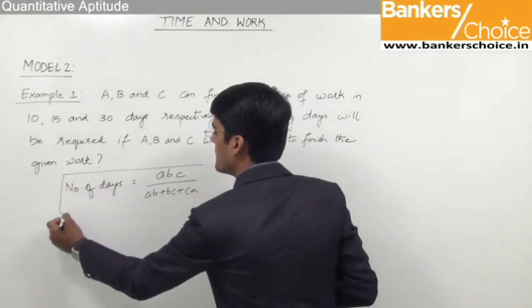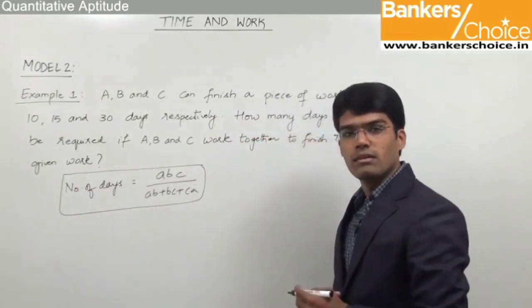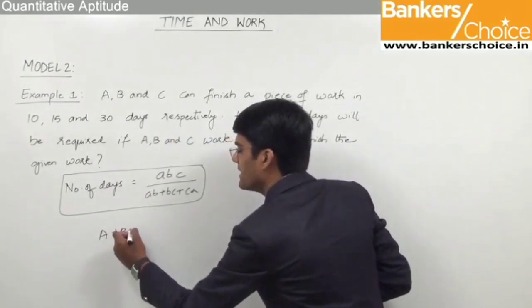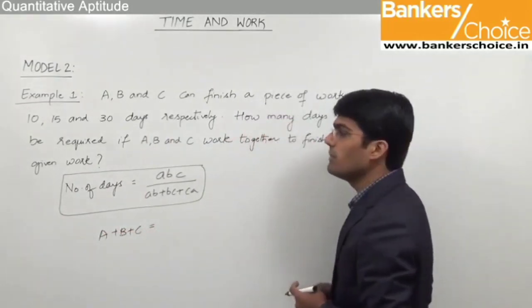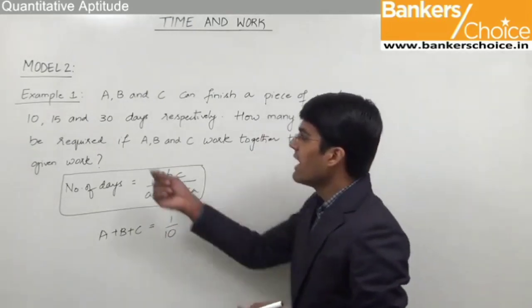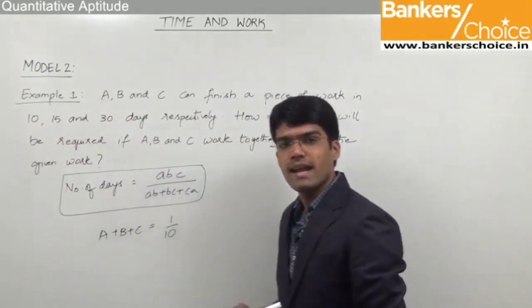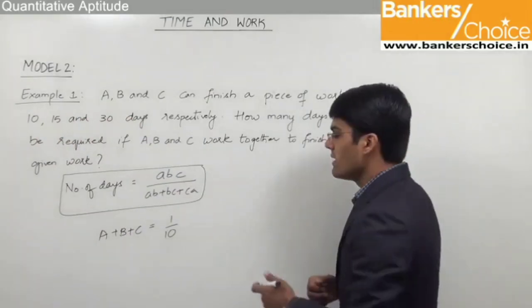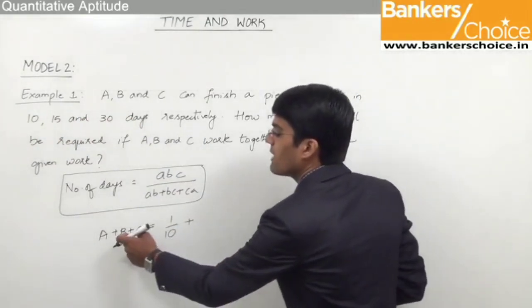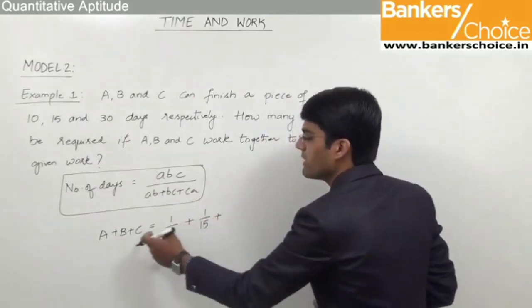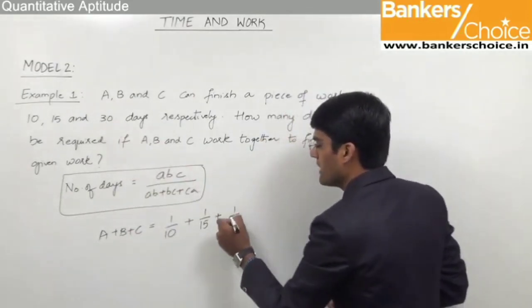Or otherwise, we can go by their 1 day's work. For example, when A, B and C work together, we can say that the total work finished in 1 day will be equal to the work done by A in 1 day, which is 1 by 10. As A takes 10 days, the total work he can do in 1 day will be 1/10 of the given work. Plus the total work done by B in 1 day should be 1 by 15. And the work done by C in 1 day should be 1 by 30.